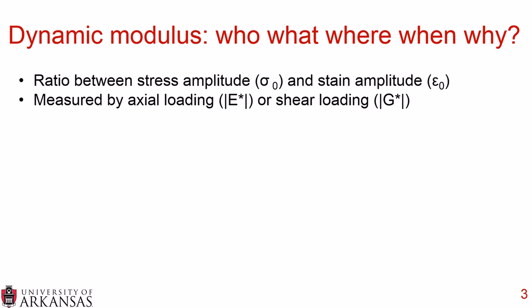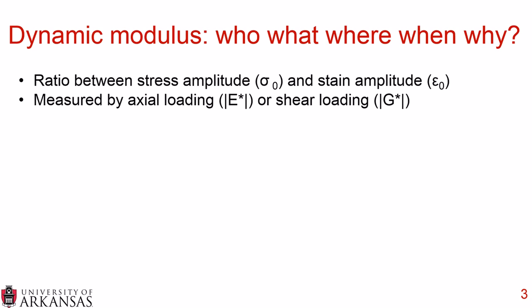So to start with, we're going to go over dynamic modulus, the who, what, where, when, and why of dynamic modulus. So the dynamic modulus is the ratio between the stress amplitude and the strain amplitude. So the stress amplitude is sigma naught and the strain amplitude is epsilon naught. And this is measured either by axial loading, which is E star, or shear loading, which is G star.